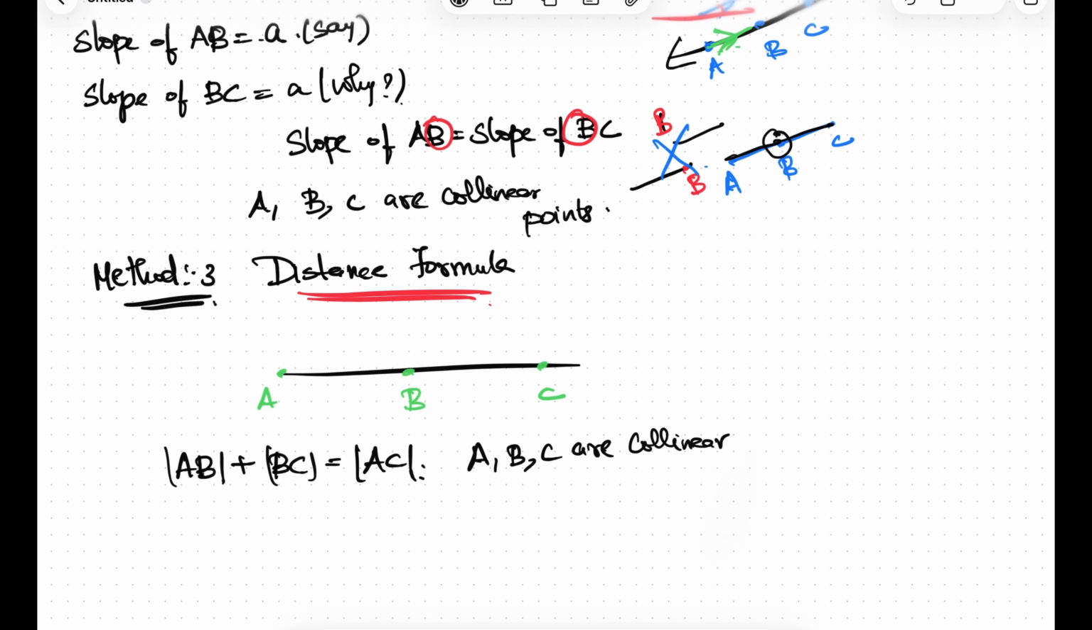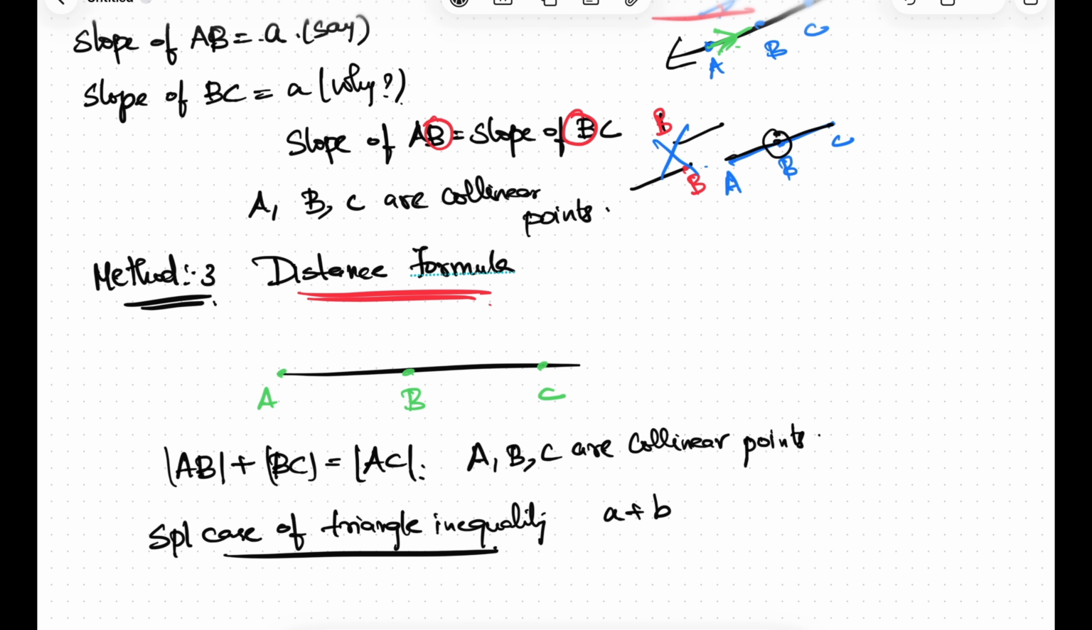So this is also actually a form of the triangle inequality. It's a special case of the triangle inequality. The triangle inequality states that the sum of the lengths of two sides of a triangle is always greater than the third side. Only then can it be considered a triangle. But here we are saying AB plus BC is equal to AC. Meaning, let me construct a triangle. Now can AB plus BC be equal to AC? No, definitely not for a triangle.